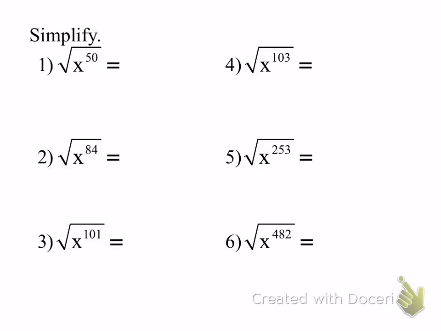Jonah? X to the 25th. Okay, x to the 25th, but it's an odd result, so we need that absolute value. What about number 2? Ani? X to the 42. We half our even numbers. Now, how about Lily?